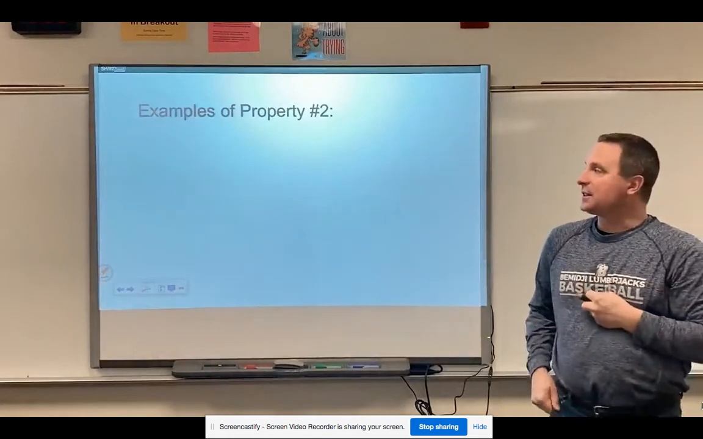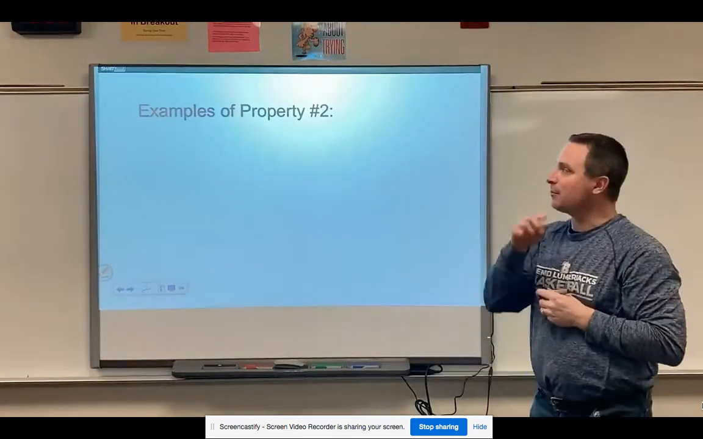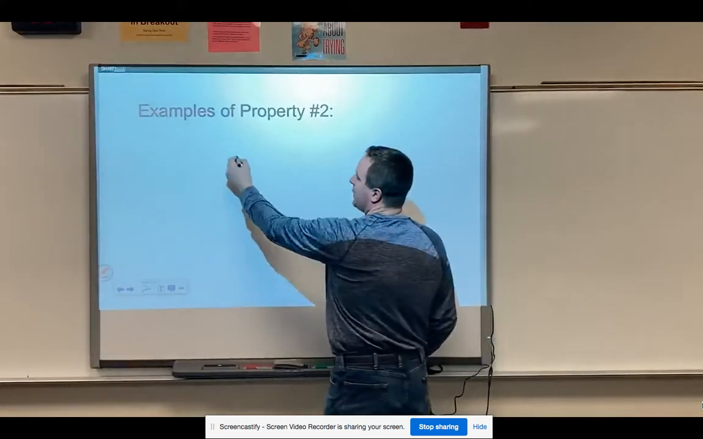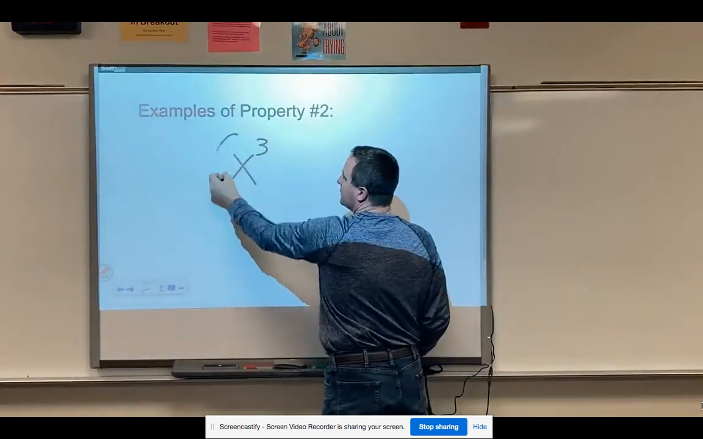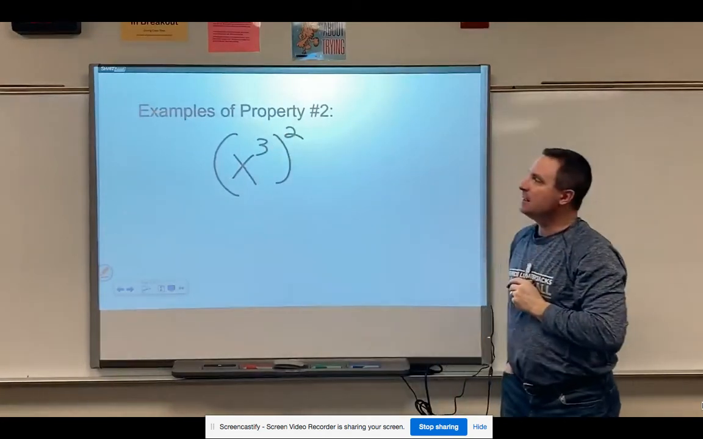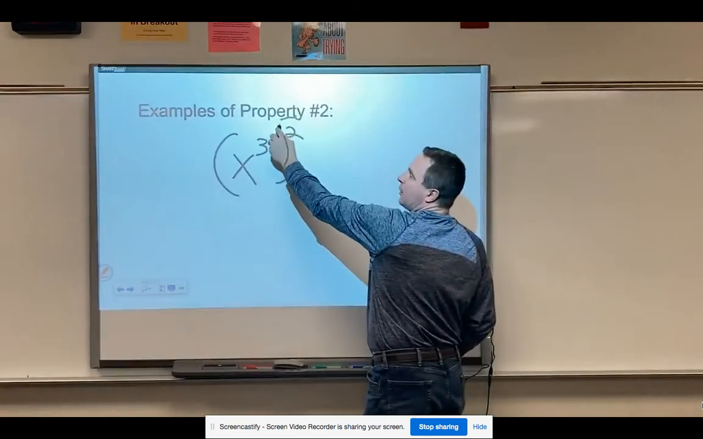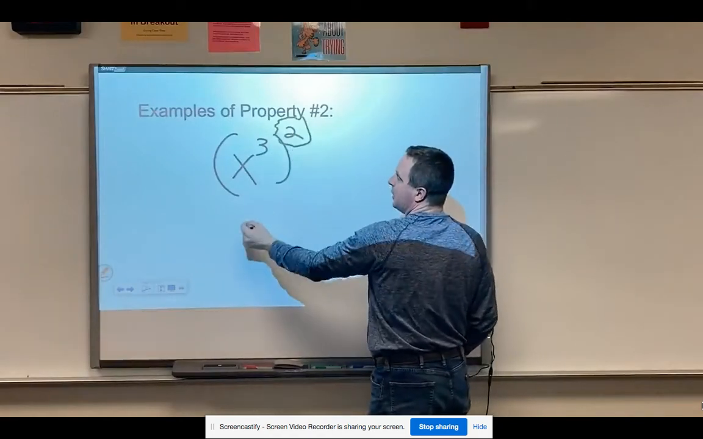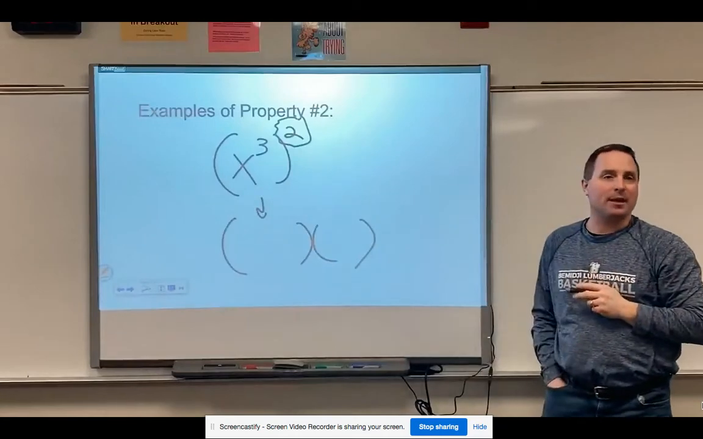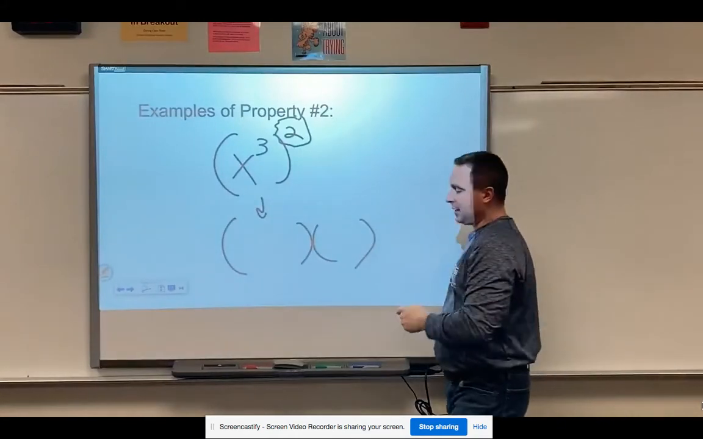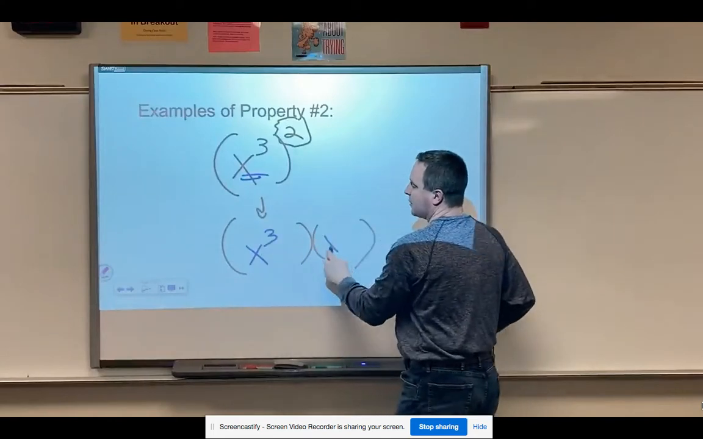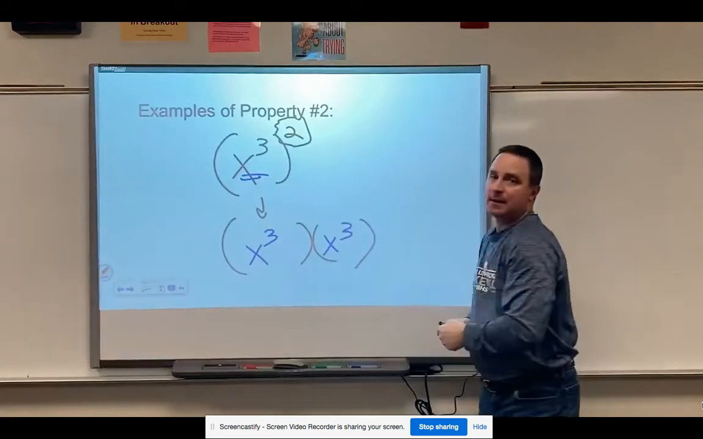Okay. All right, let's take a look at the second property of exponents. We'll go back and do some more practice ones here shortly. But the second property of exponents is, what if I had this? What if I had x to the third and I raised it to the second power? Well, this exponent out here tells me that I'm going to be multiplying something together 2 times. That's what squared means. And what am I going to multiply together 2 times is whatever's on the inside of the parentheses. X cubed times x cubed.